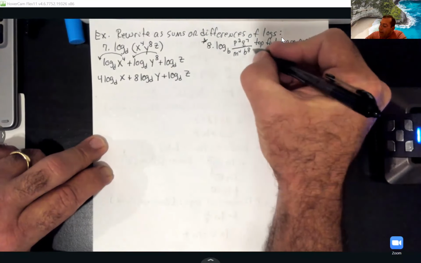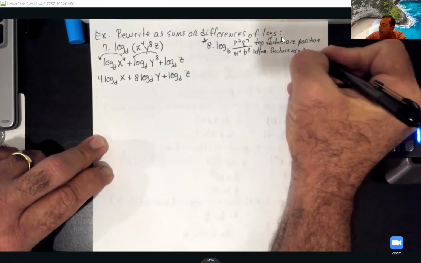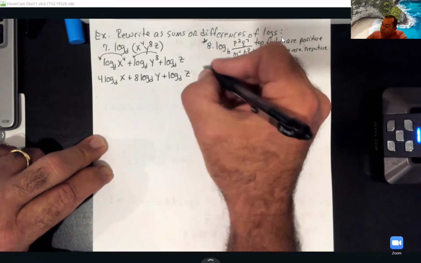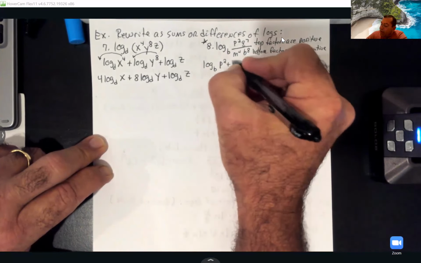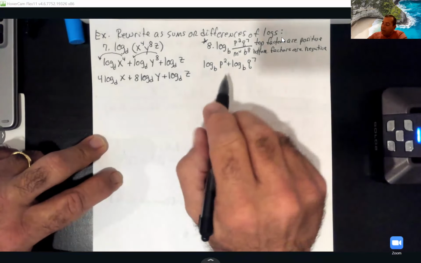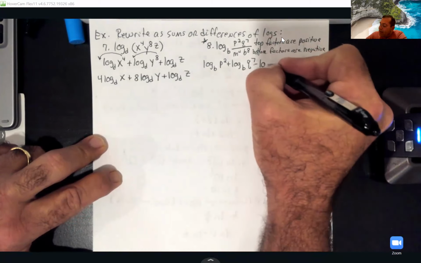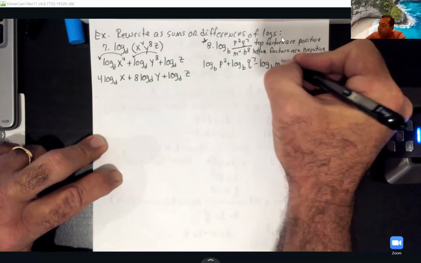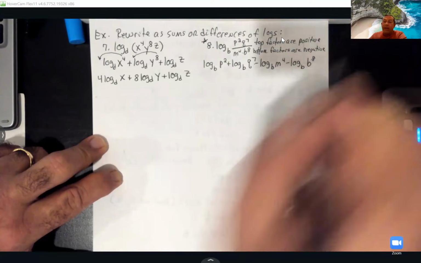Because they're being added, and the bottom factors are negative because they're being subtracted. So here we go. We're going to distribute log b. So I get log base b of p squared plus log base b of q to the 7th. So the two factors on top, like I said, were positive. Now we subtract the two factors on bottom. So I get a log base b of m to the 4th minus my log base b of b to the 8th.